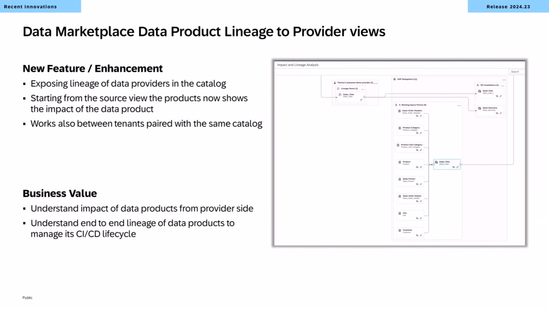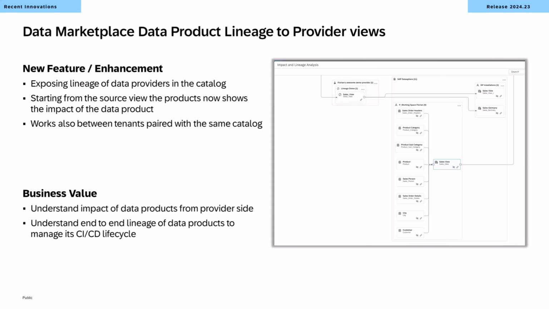I have some news regarding the data marketplace, and we recently introduced the lineage and impact views from the provider side of the house. So we are now exposing the lineage for the providers to make sure that you can understand exactly which views are used in your data products, and on the other hand, how your data products are used in further development. Important to know, this not only works within one tenant, but if you have paired your tenants within one catalog, this works there as well.